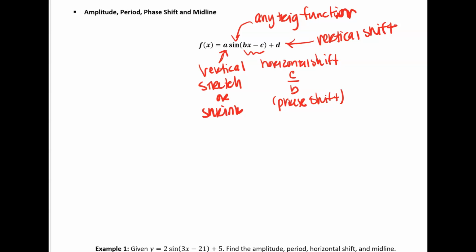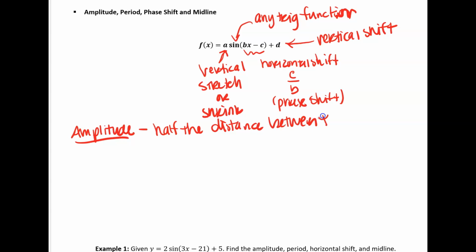Now, these a, b, c, d's do all mean things, just like we saw with quadratics and other functions, and let's define that here. So you have something known as your amplitude. Your amplitude is defined as half the distance between the min and the max. And how do we calculate that? We say that the amplitude is equal to the absolute value of a.